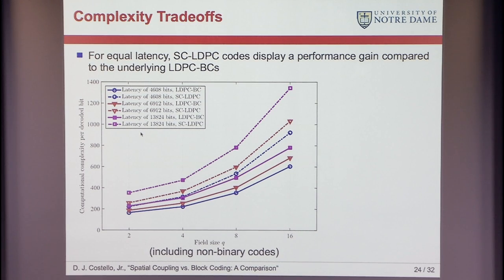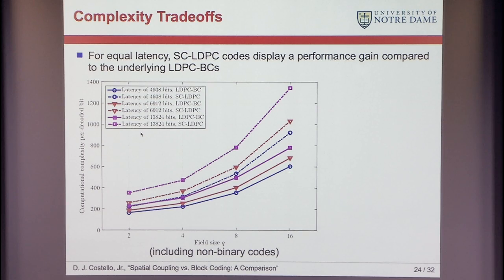Now, these are complexity trade-offs. Now, it's just node updates. We just counted node updates. And these are for different latencies or different lifting factors. And basically, you can see here, this includes non-binary. So this is a block code curve here. And let's just take one for comparison. This is the spatially coupled code curve here.